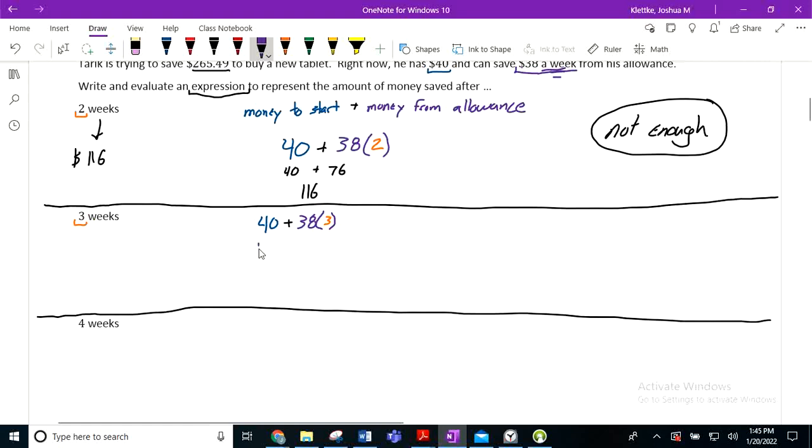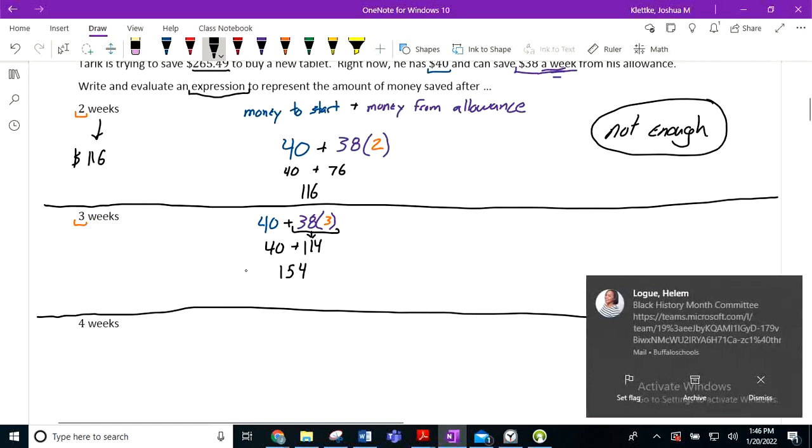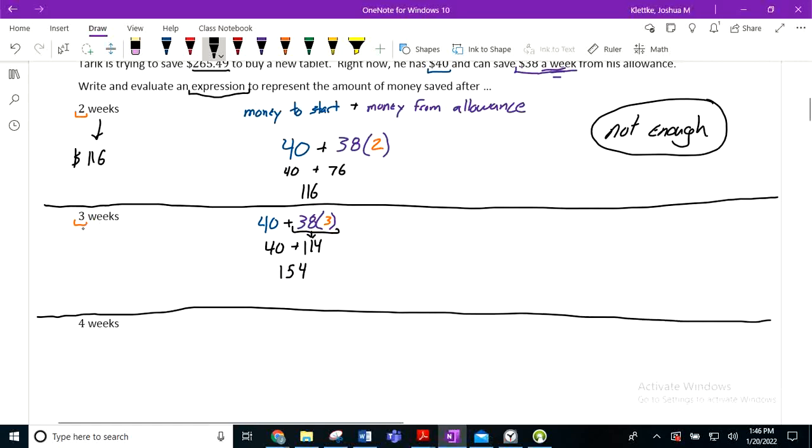So 40 is going to stay. We'll do 40 plus, oops, I'll switch to black. 40 plus, then 38 times 3 gives us 114. That's just 38 times 3. 114 plus 40, or vice versa, gives us 154. So after 3 weeks, you will have $154 saved.